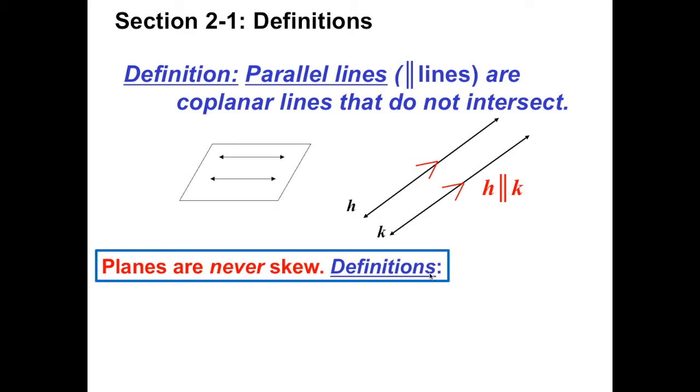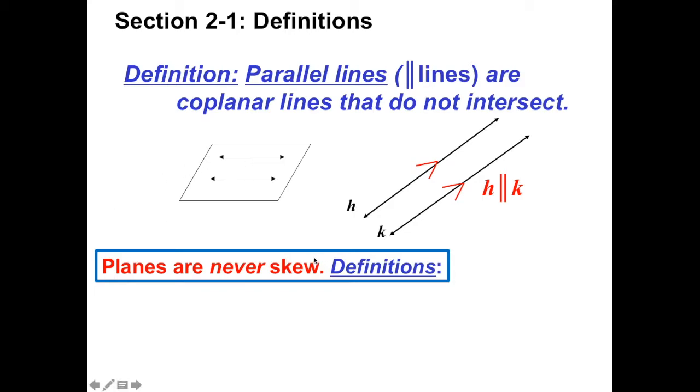First thing I want to call out is that planes are never skew. Thinking about lines, how many ways can two lines relate to one another? Well, one is that they can be parallel, which we see written up here. What are the other two ways? Two lines could be intersecting, or two lines can be skew.